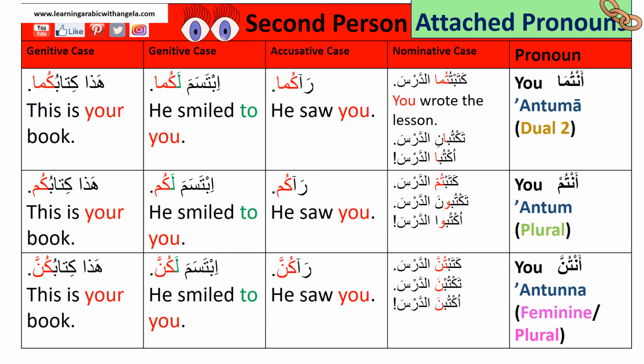So in the past, present, and imperative, and in all these cases the attached pronoun is in the nominative case, being the subject of the verb. But when we say رآكن, he saw you, hence the pronoun is in the accusative case, being the object of the verb. ابتسم لكن, he smiled to you. The pronoun here is in the genitive case, and هذا كتابكن, this is your book. The pronoun is also in the genitive case.